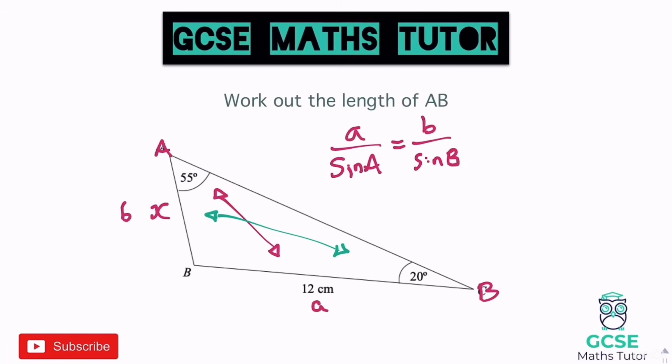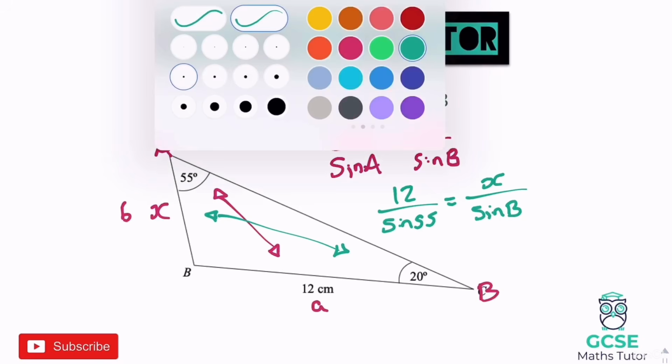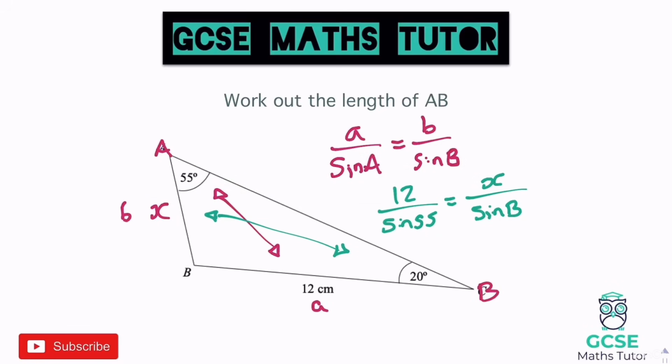So let's have a look. a is 12, so it's 12 over sine the one opposite that, 55, is equal to b, which is our X, over sine B. Obviously you should already know there's two variations of this formula. We could have it flipped over, so we could have sine A over a equals sine B over b, but this is our one for side lengths, and we know that because our unknown piece is on the top, so we're able to isolate this now quite easily. Sorry, I've written B there, it should be 20. There we go, 20.